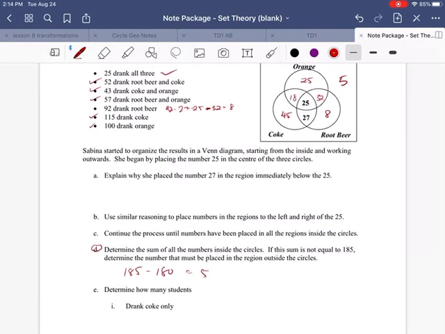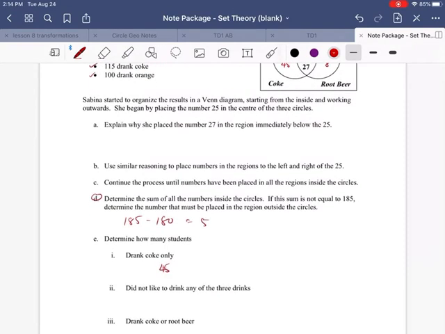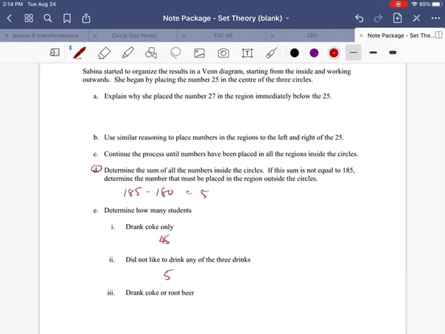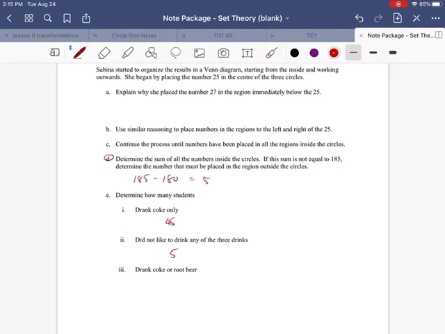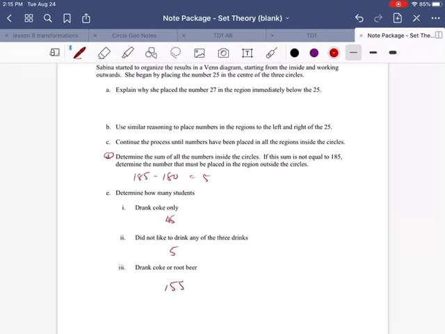So how many students drank Coke only? Well, if you look on the Venn diagram, that's going to be 45. And how many did not like any of them? There's 5. And drank Coke or root beer. Coke or root beer, we've got that one, that one, that one, that one, that one, and that one. And if you add all those up, you're going to get yourself 155 drank Coke or root beer. Note, it doesn't say Coke and root beer. That would be a much different scenario.